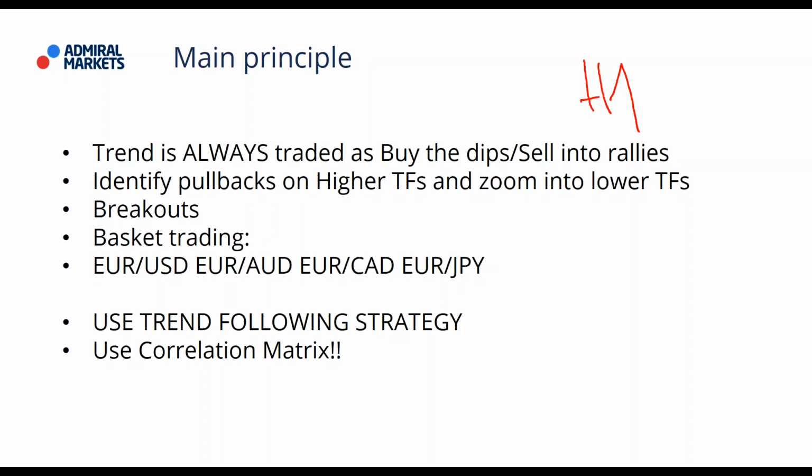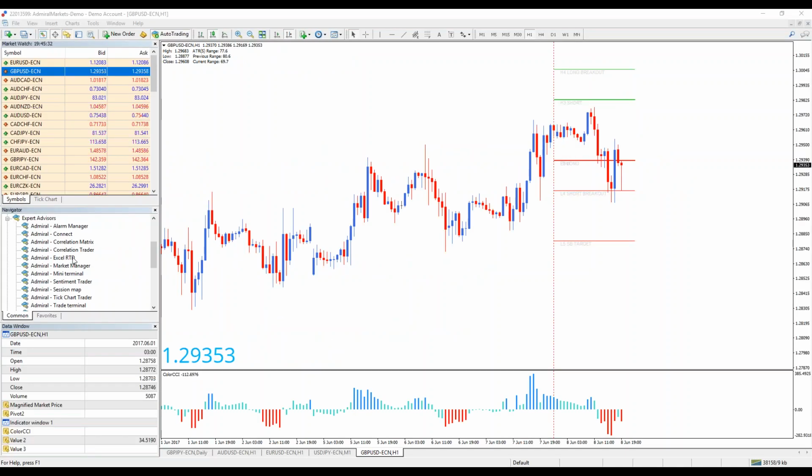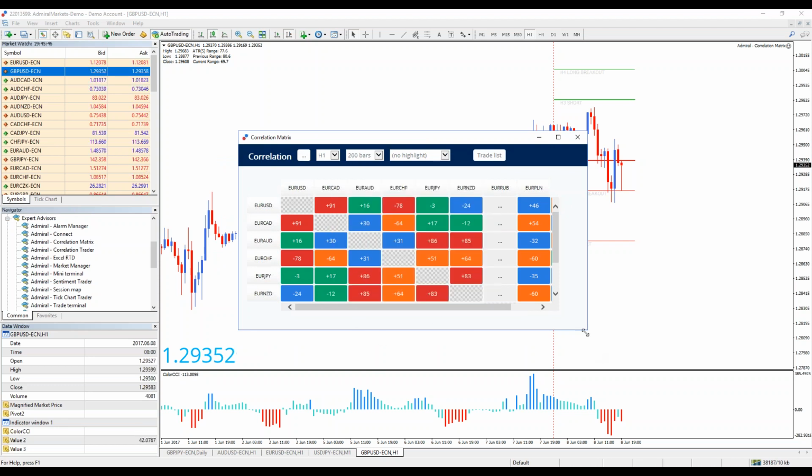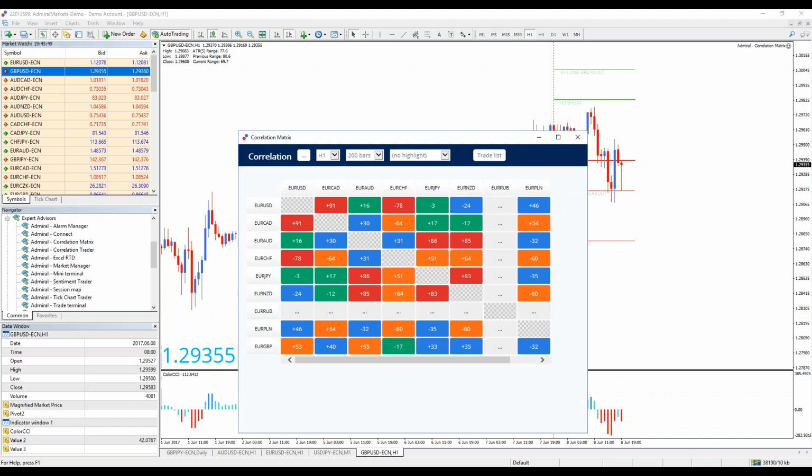Give me a few seconds. Okay, correlation matrix is here. So go to Admiral Markets, download your Supreme Edition, double click correlation matrix. Okay, then just enter Euro crosses, for example. And here you will see how correlation matrix looks.